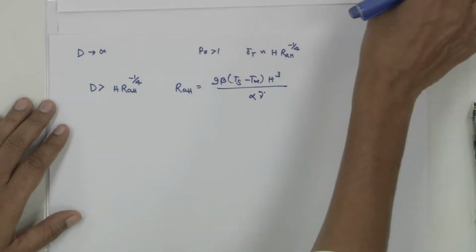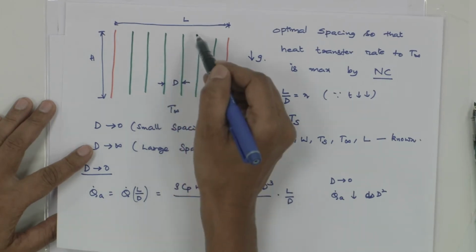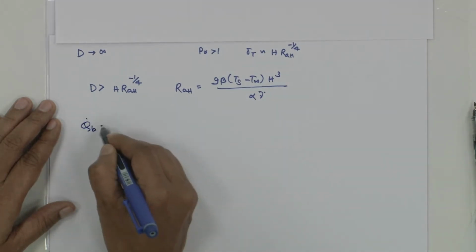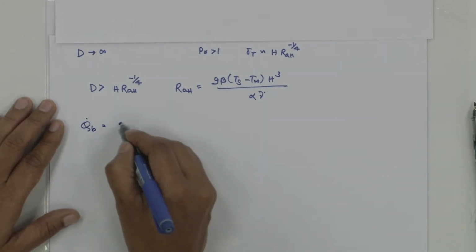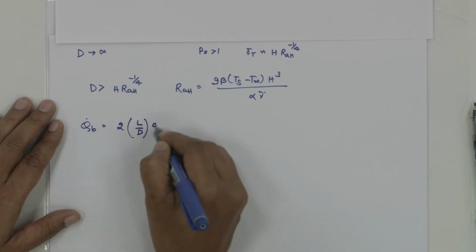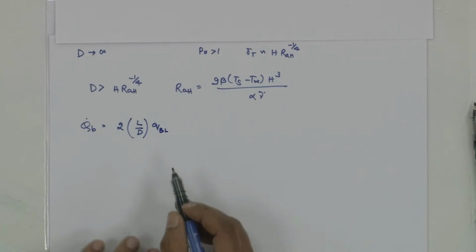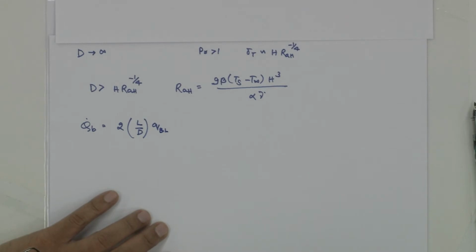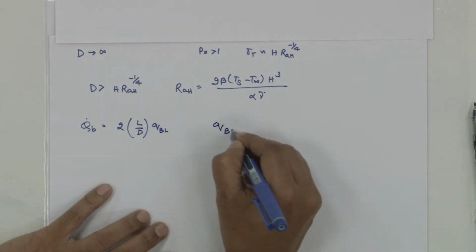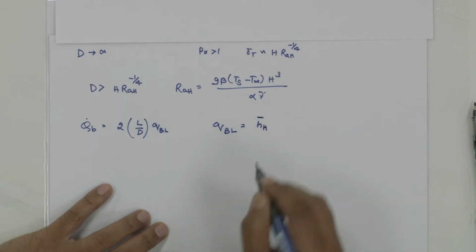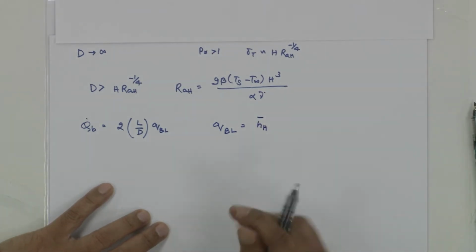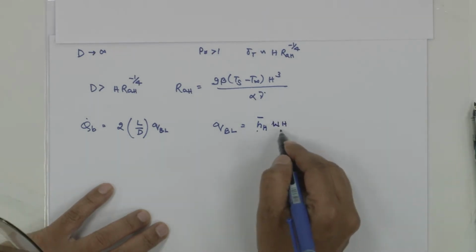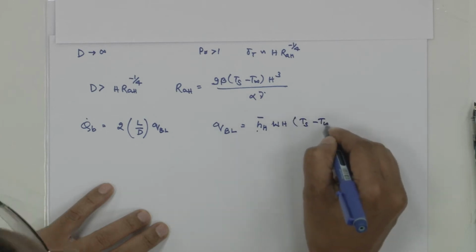Now how many boundary layers will be there? For each plate there will be 2 boundary layers. So you will have 2 into L by D. So Q dot B is equal to 2 into L by D and Q_BL, that is heat transfer by the boundary layer for each plate. Now Q_BL is equal to h bar_H, that is the average heat transfer coefficient over the complete vertical plate, into area W into H, into Ts minus T infinity.